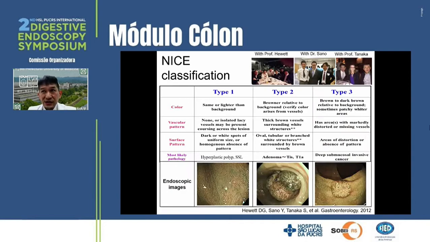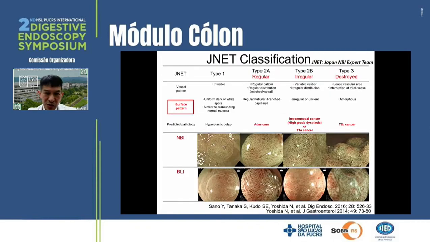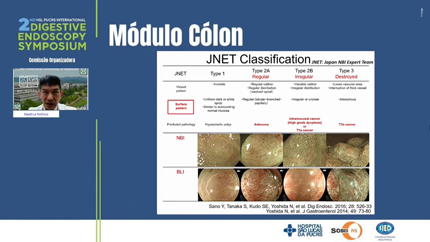So for tumor characteristics, please use this kind of classification using NBI. This is a nice classification. It is used in the world, as Dr. Sano presented in his previous lecture. And we use the JNET classification with a magnifying endoscope like this. If you use this classification, you can predict histopathology like that, and you can decide a therapeutic method for each lesion.